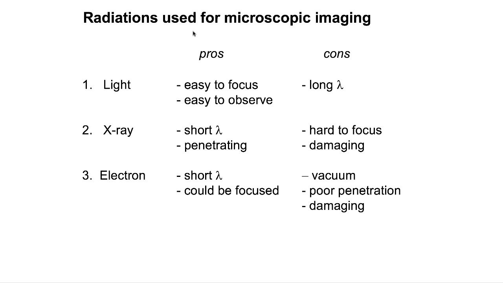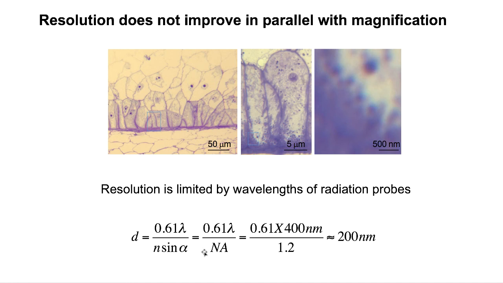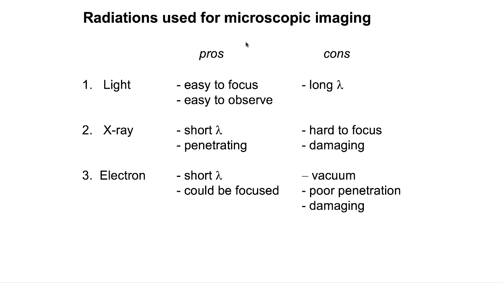So to improve the resolution of microscopy, we have to either increase the denominator or make this lambda smaller. Because there is a limitation in increasing the numerical aperture, people start looking for probe radiation that has shorter wavelengths. So these are some of the radiations that we use to generate images of cells.